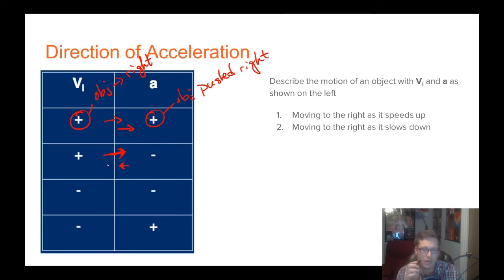Eventually, the velocity of the object will reach 0 and it'll start going backwards. But right now, at this specific moment in time, because the velocity is positive, that means it's going to the right. So our object is moving to the right and it's slowing down.